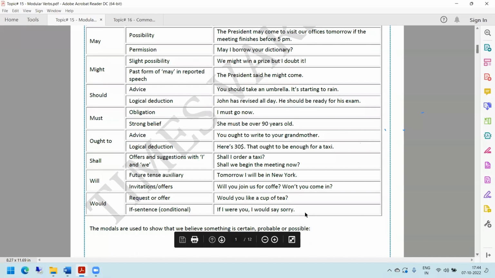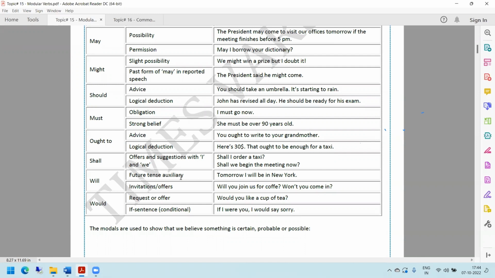All right. Shall: offers and suggestions with I and we. So, like, shall I order a taxi? Shall we begin the meeting now? It means offers and suggestions with a first person pronoun, singular I and plural we.